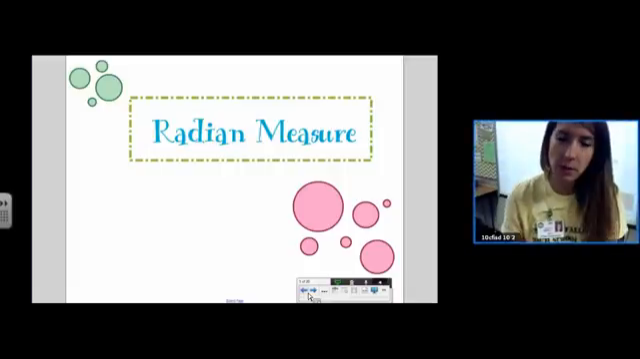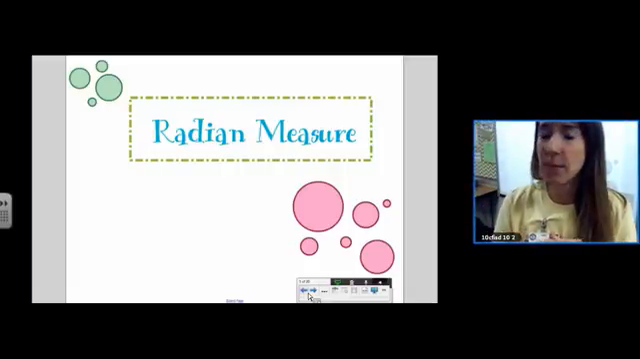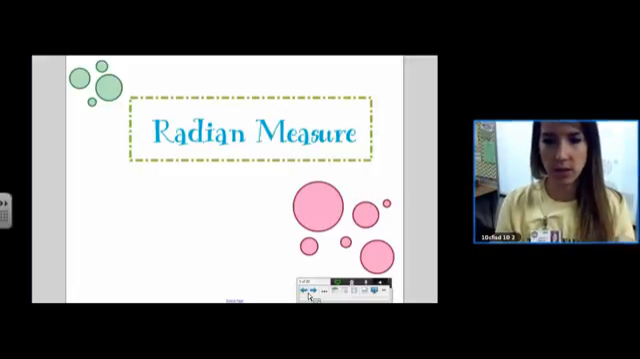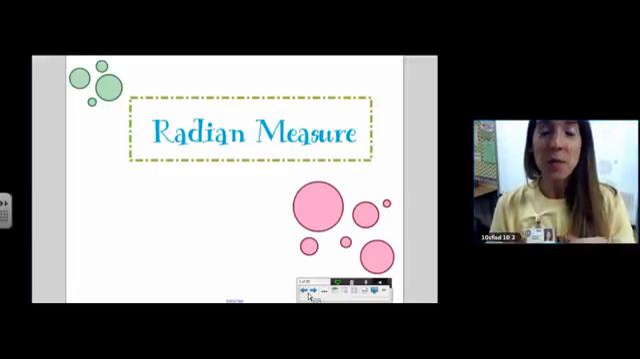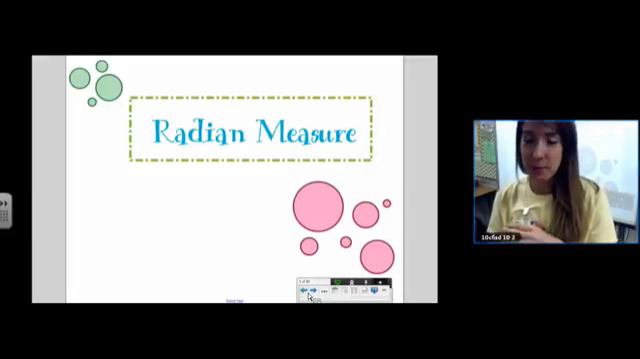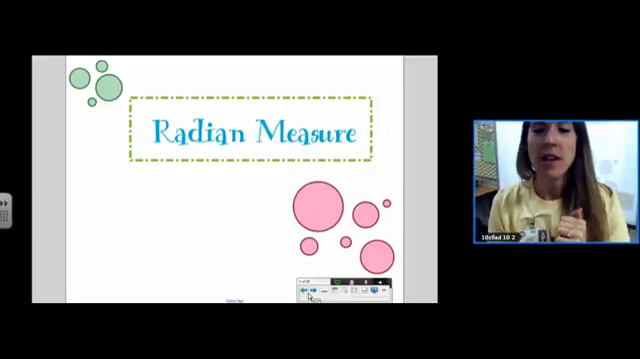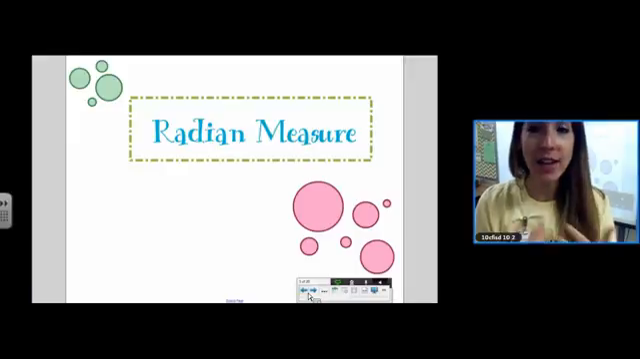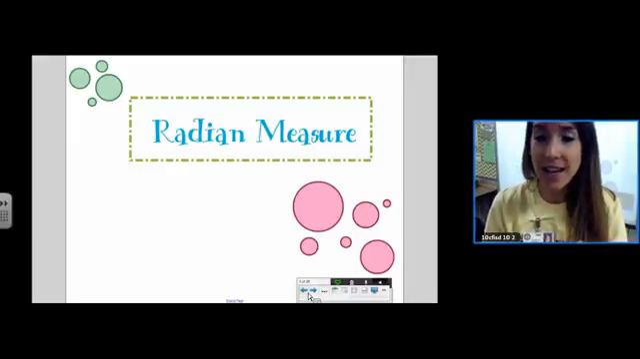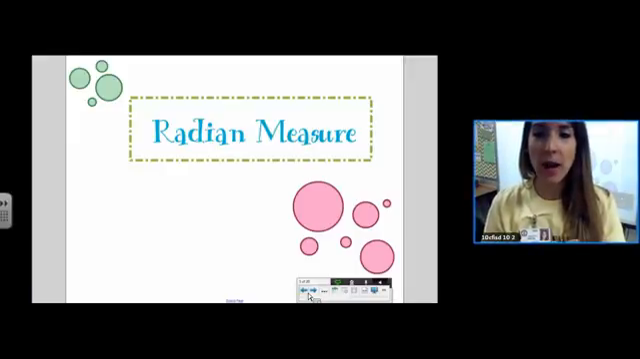So every time we were in the, what unit was it that we had to always change to degree mode? Trig. When we were in the trigonometry unit, it was important that we were in degree mode. And there was another mode on our calculator, and we didn't know what it meant. It was called radian mode. Well, today we're going to figure out what a radian is.